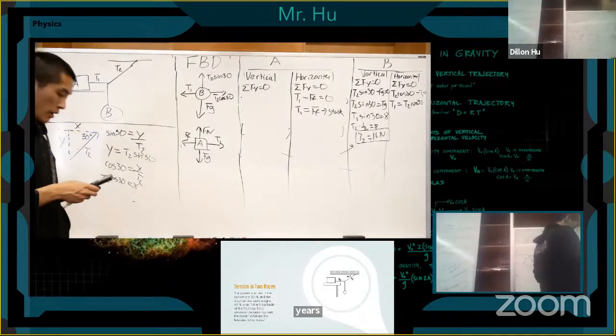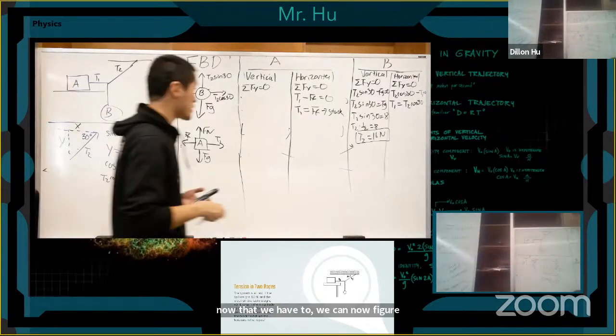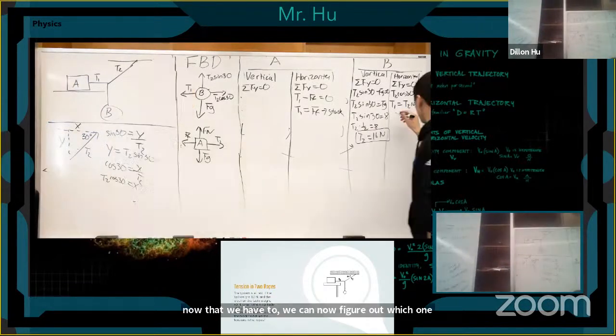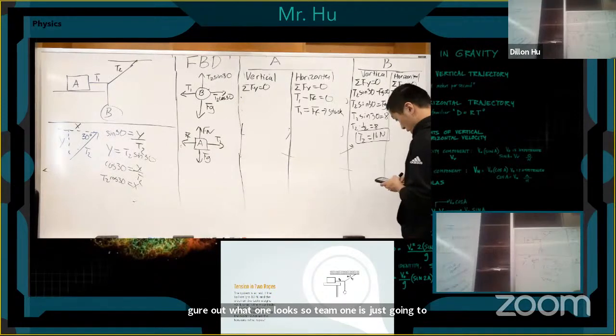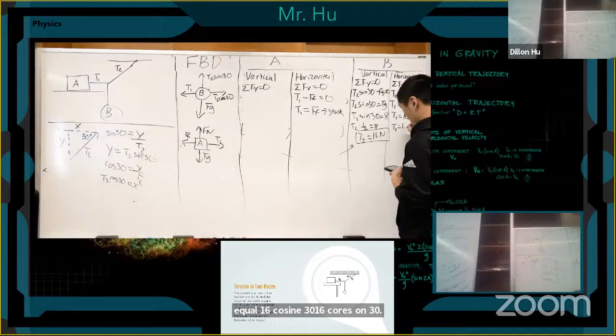So now that we have the expression for T2, we can now figure out what T1 was. So T1 is just going to equal 16 cosine 30. 16 cosine 30 is 13.86.